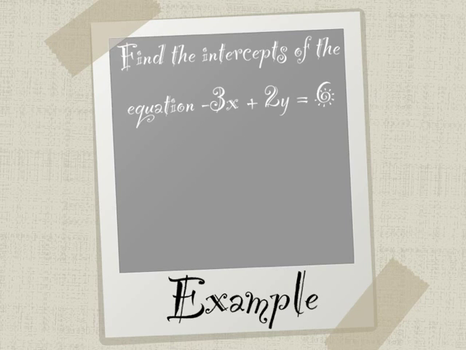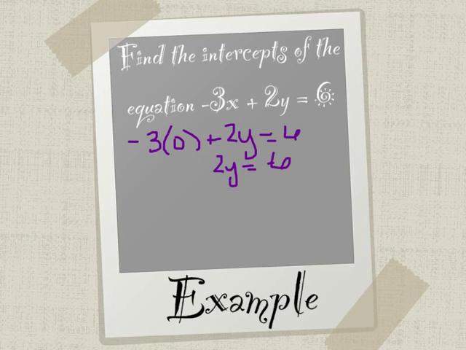In order to find the y-intercept, or what y equals, we're going to plug in 0 for x. So -3 times 0 plus 2y equals 6. -3 times 0 is 0, so this is 2y equals 6. And then we'll divide by 2, y equals 3. So that's our y-intercept.